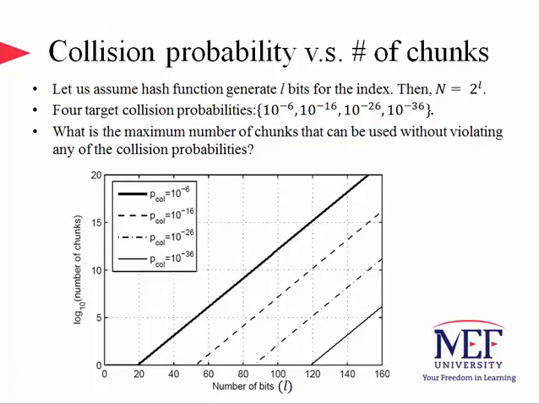The y-axis shows the log 10 of the number of chunks. We have the bold straight line, which is the upper bound on the number of chunks that can be represented with collision probability less than or equal to the target collision probability 10 to the minus 6. You can carry out the same calculation, same reasoning, for other target collision probabilities like 10 to the minus 16, 10 to the minus 26, 10 to the minus 36, as I show you here. As you lower the target, you need more bits for indexes to be able to allow a reasonable number of chunks that can be represented without any problems.